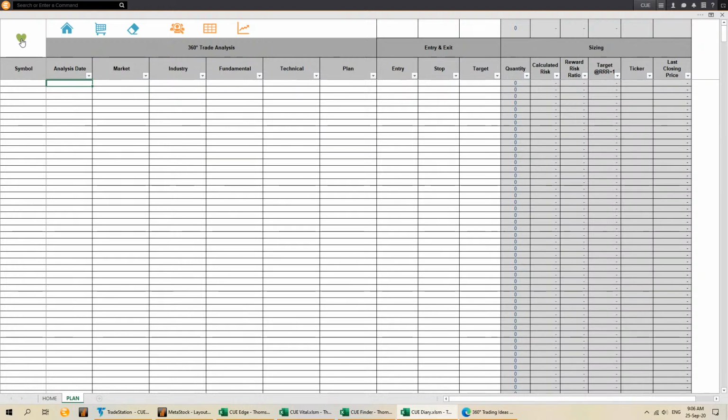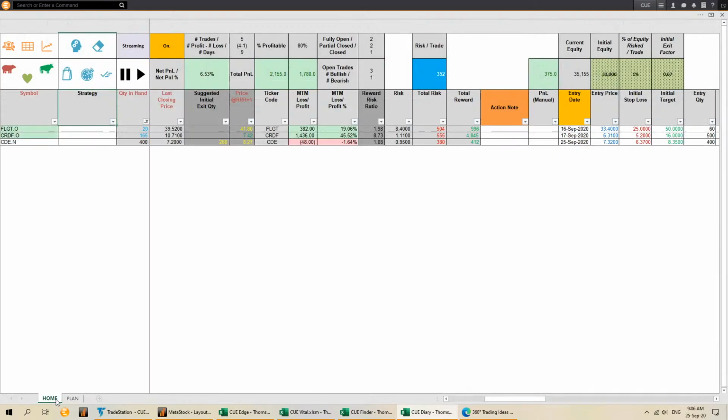Of course, the heart button is to highlight a trade. It is there on both the tabs. This is to be able to read the entire row easily. For CRDF, if I want to read the entire row easily, I may highlight it using the heart icon.